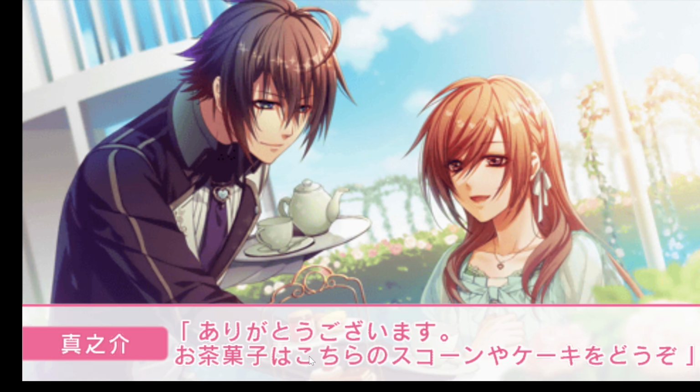Kochira no, like these ones here, he points, I guess. Kochira no sukon. I don't know what it is. Oh, you don't know scones? No. British, like biscuits. British bread, but not really bread. It's flaky. Okay.